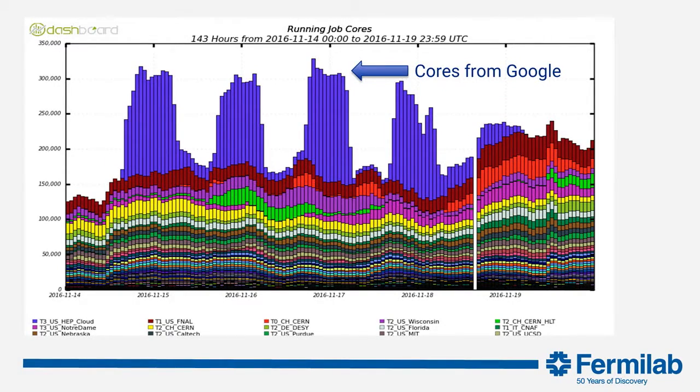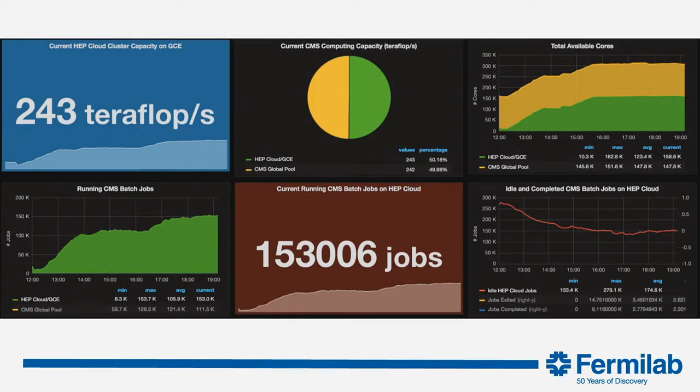The red, which is, let's see, I don't have a pointer, but the red that's on top, that's Fermilab. And everything else, this is everything we run all over the world during this time. And what you see is we doubled the computing capacity for the experiment, 300,000 cores contributing to science, to high energy physics during this time.